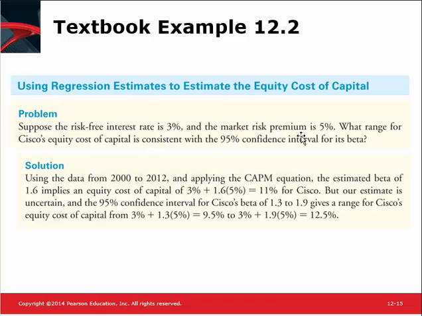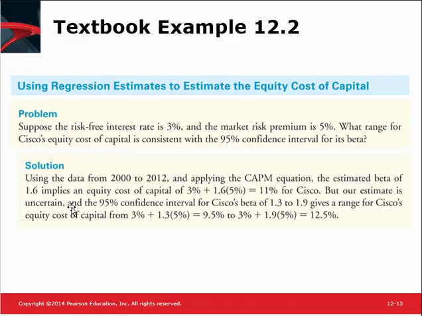So again, here's the regression estimates. Risk-free rate's 3%. The market risk premium's 5%. The cost of equity is consistent with a 95% confidence interval for beta. If you use the data from 2000 to 2012 and you apply the CAPM equation, the estimated beta of 1.6 implies that the equity cost of capital for Cisco is 11%.